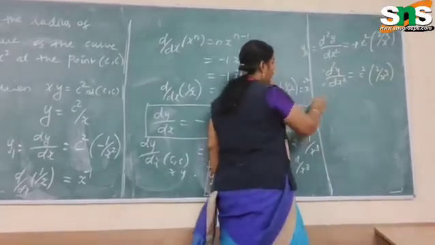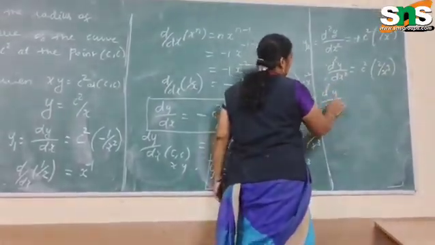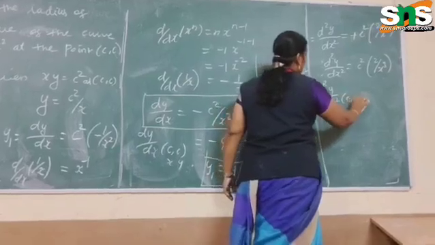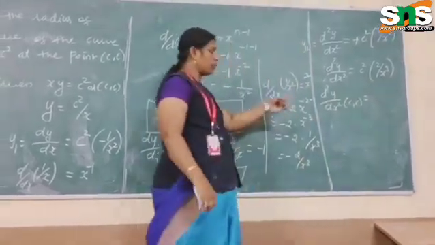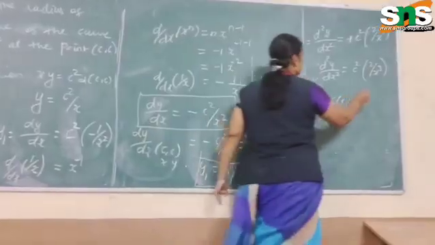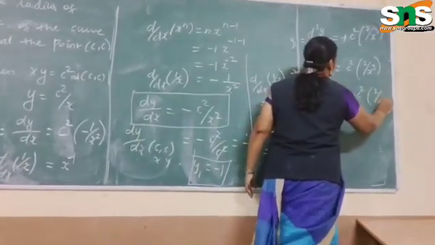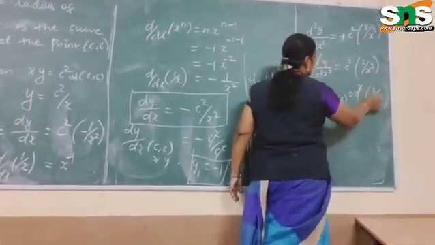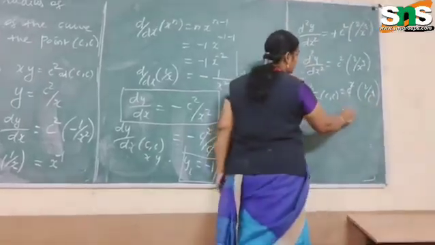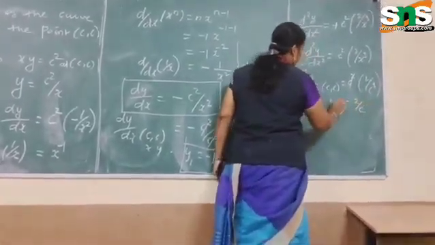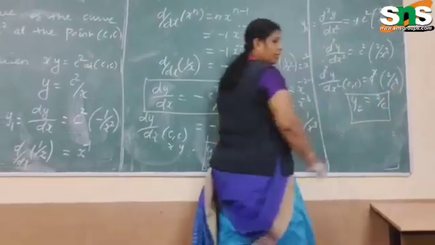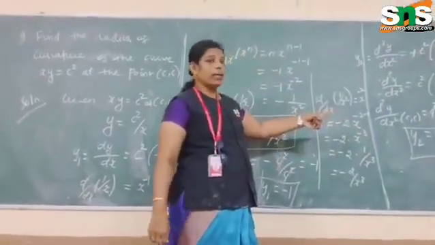Now substitute the point for d square y by dx square. The point is c comma c. Now substitute x equal to c. Then c square into 2 by c cube. Cancelling the c square, we get 2 by c. So y2 equal to 2 by c.